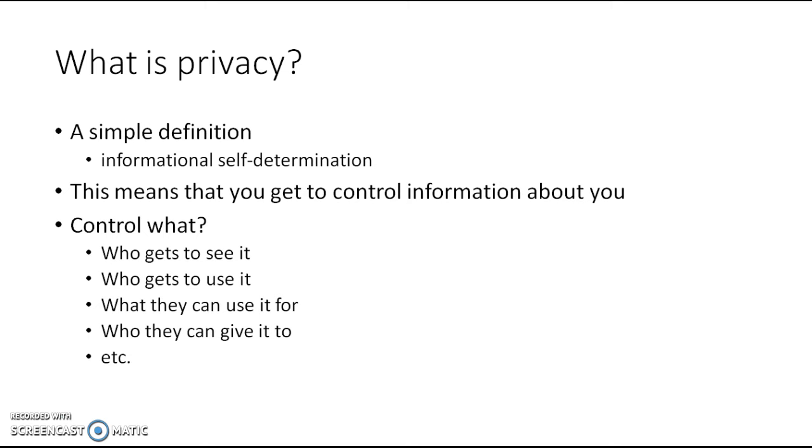For example, the hospital data, only the doctors or the nurses can use it, the outsider cannot use it. Who they can give it to, for example, the hospital data or the private patient data can be given for research purposes only, not to other people. So privacy is of different levels for different people.